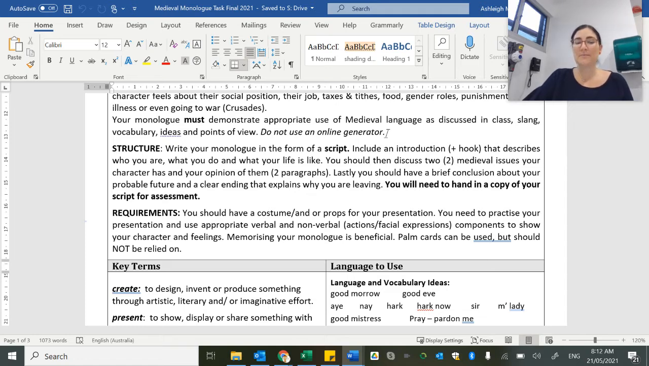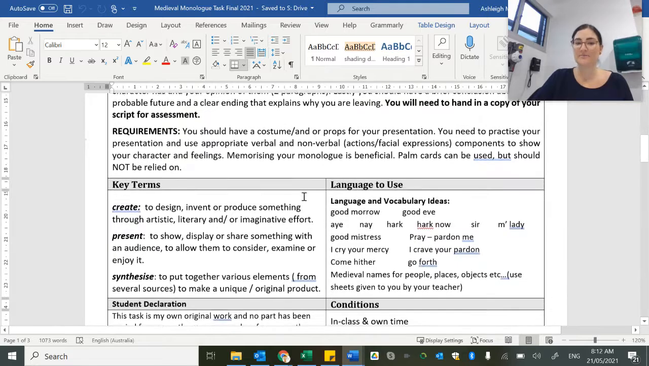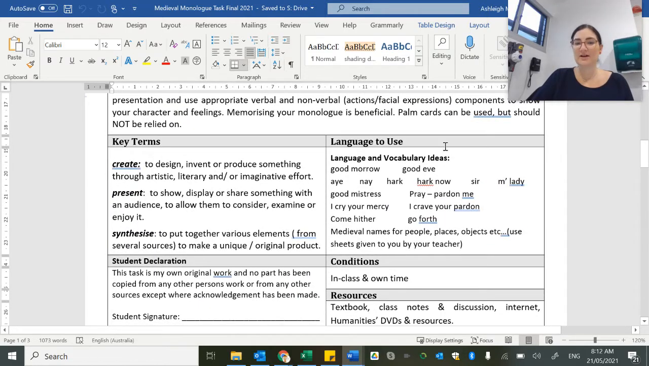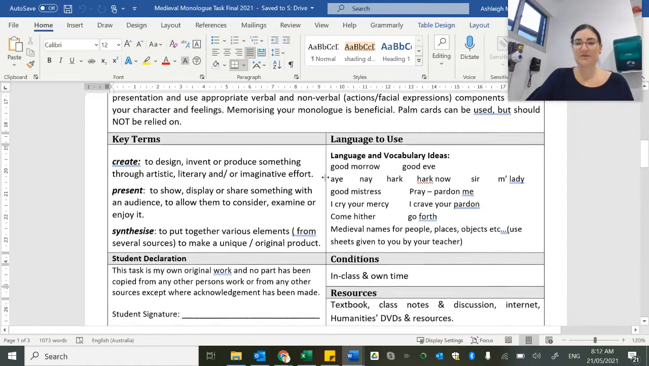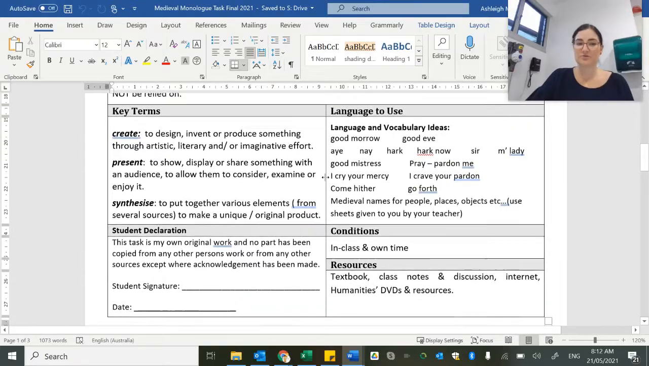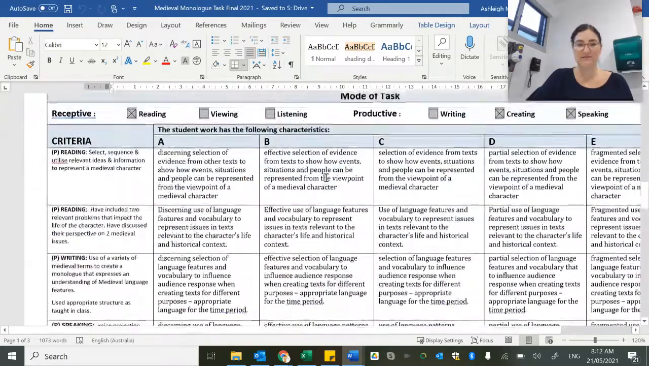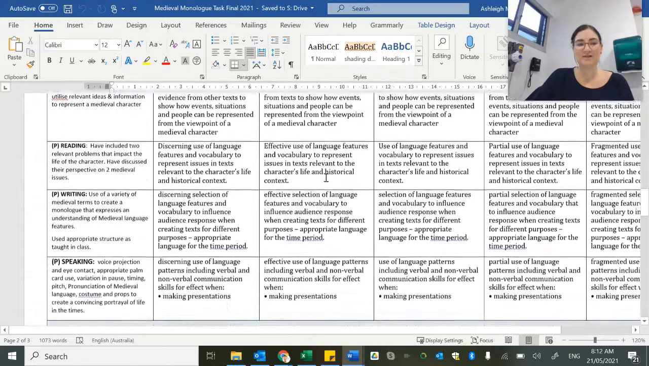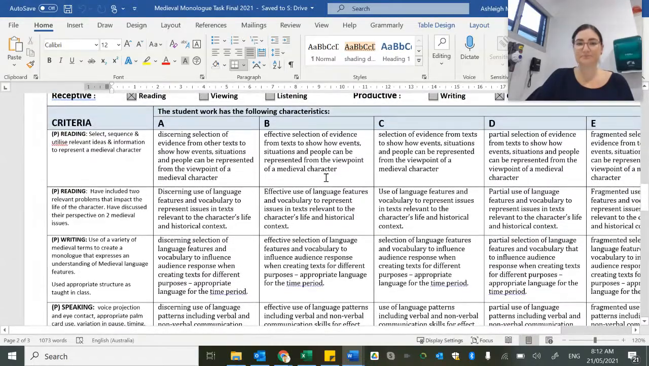So you need to immerse yourself in the character and show us what it is to be your character with thoughts and feelings. So memorizing it is the best way that you're going to be able to do well on this task. And you can have your palm cards, but don't rely on them. Now, there is some language and vocab to use on the sheet here if you want to, but you will get actual vocabulary sheets.